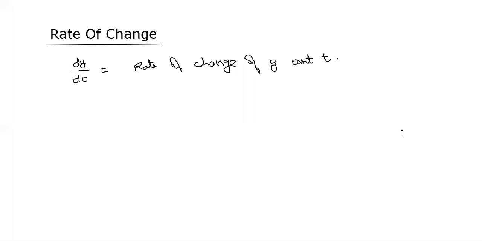As we discussed, the rate of change is one of the applications of differentiation. If dy by dt is calculated, it shows us the rate of change of y with respect to t. Now let's discuss some examples.